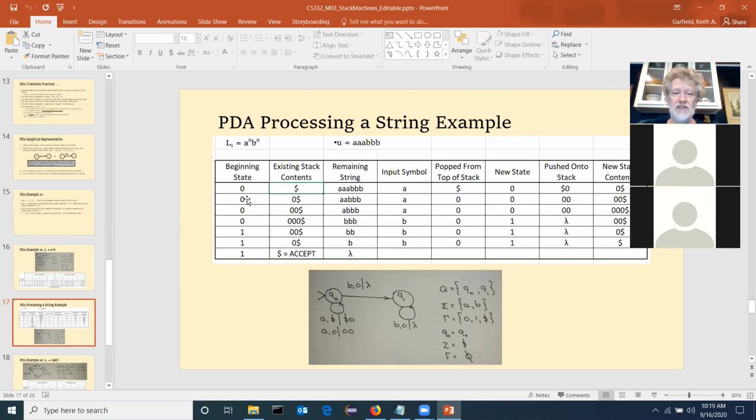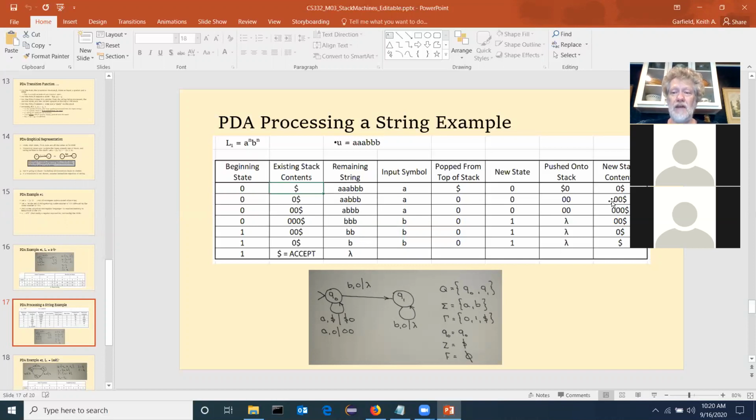Now, I'm still in state 0, but now my stack looks like $0. I've processed the first A, so I still have AABBB. I process the next symbol, which is an A. I pop the 0 from the stack. According to the picture, I stay in state 0. According to the picture, I put 0, 0 back on the stack. Now I have 0, 0, $ sign.